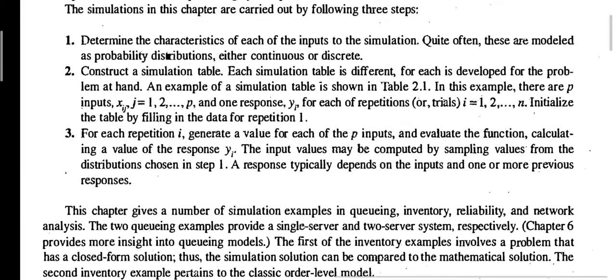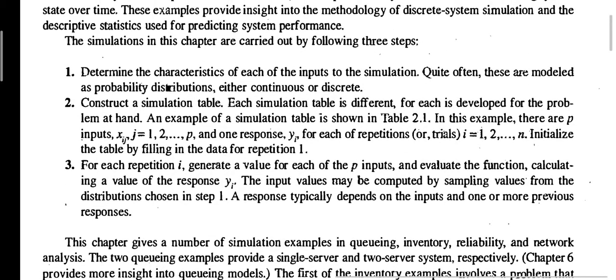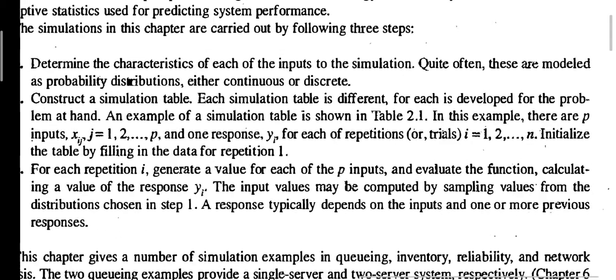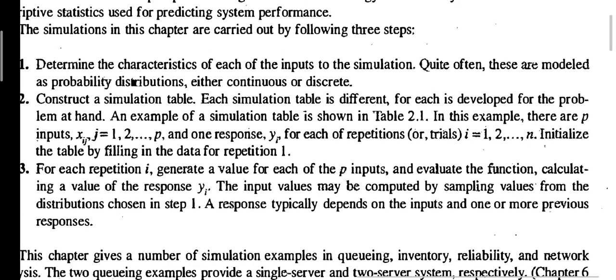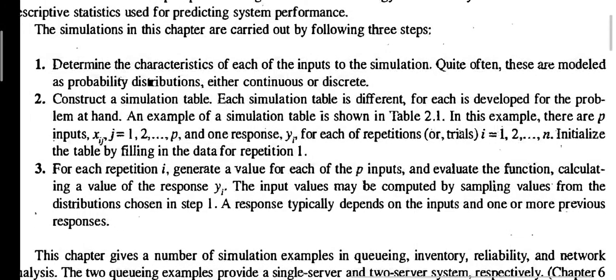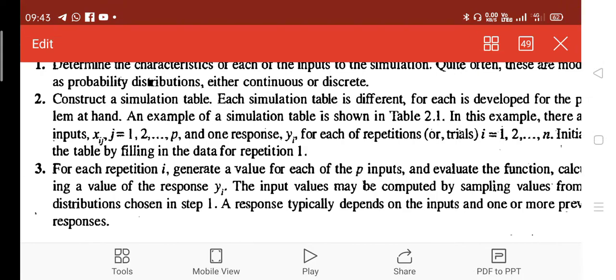So, what we are doing is some points are listed. The simulation in this chapter is carried out by three following steps. One is to determine the characteristic of each of the inputs to the simulation. Simulation can be either continuous or discrete. In most of the cases, we are considering discrete event simulation only.